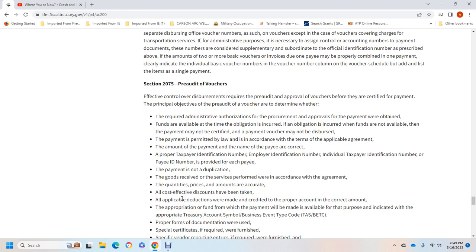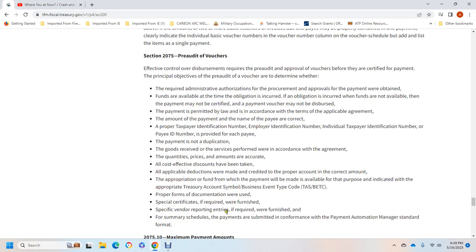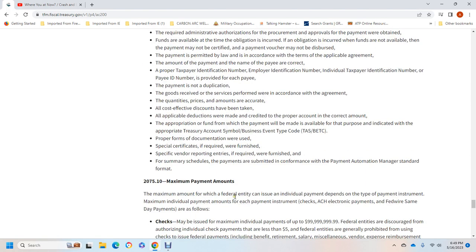All applicable deductions have been made and credited with the proper accounting, the correct amount with the appropriation fund. The payment that will be made is available for the purpose indicated with the appropriate treasury account symbol and business event type code. The proper forms of documentation were used, special certificates if required were furnished, special vendor reporting entry if required were finished. The summary schedule for the payments is submitted in conformance with the payment automation manager standard format. All right, 2075-10, maximum payment amounts.